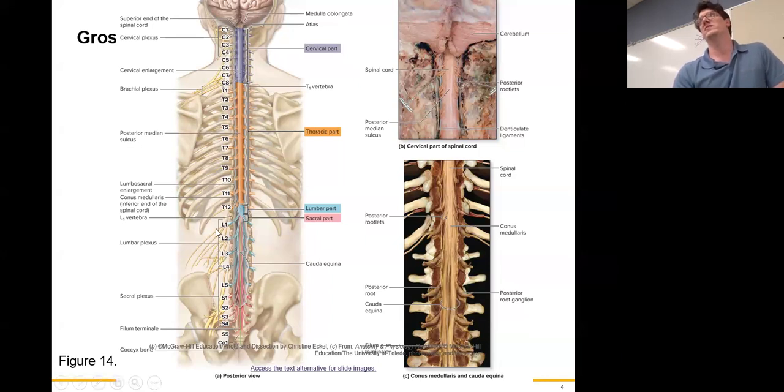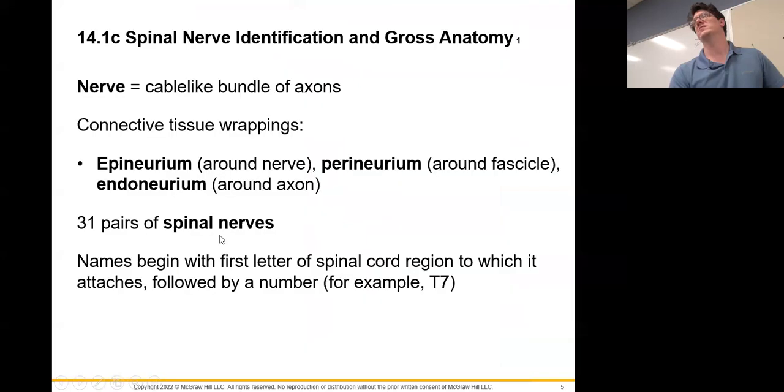We have a lumbar plexus here, and then we also have a sacral plexus down here. So the lumbar plexus deals with kind of internal organs, and the sacral plexus deals with stuff with the legs. Okay, but either way, we have individual nerve fibers coming out by themselves and then interfacing with one another and forming these plexuses.